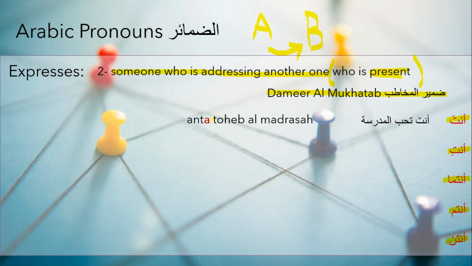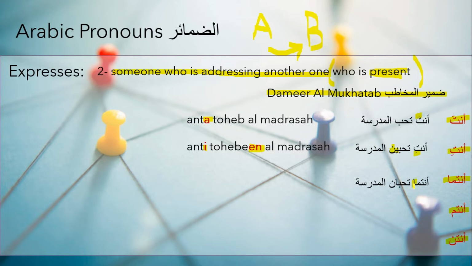as you can see here, أنت, there is a fatha over the letter ta, anta. However, for the second one, anti, as I believe we mentioned before, when it's fatha, that means it's masculine. Anti, it's feminine. So أنت تحب المدرسة، أنت تحبين المدرسة، أنتما تحبان المدرسة.